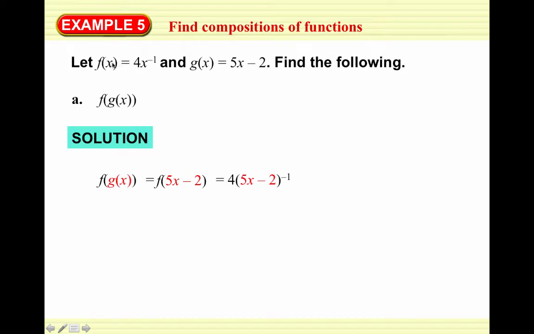So f of x is 4x to the negative 1. So f of any input is 4 times the input to the negative 1 power. Since our input is now 5x minus 2, when we take that and put that into f, we're going to do what the rule says. So we're going to have 4 times 5x minus 2 to the negative 1, because 5x minus 2 is my input. So the rule is 4 times input to the negative 1. Well, to the negative 1 power means just the reciprocal. So we have 4 times 1 over 5x minus 2. So 4 over 5x minus 2.